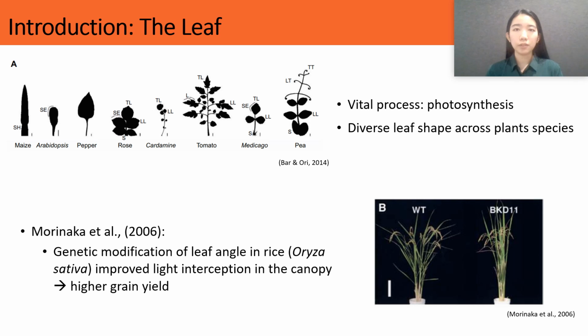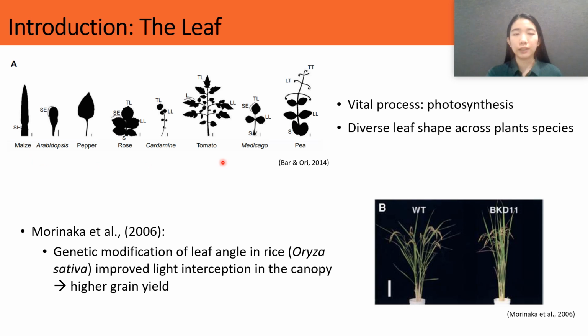So a little bit of a background. The leaf itself is an important organ in the plant, serving as a site for important processes such as photosynthesis. In different plant species, there are different leaf shapes, ranging from a simple, undivided leaf, like in Arabidopsis on the left side here, to a more complex leaf on the right side, like Cardamine and tomato, highly compound, highly lobed, and with more divided leaflets.